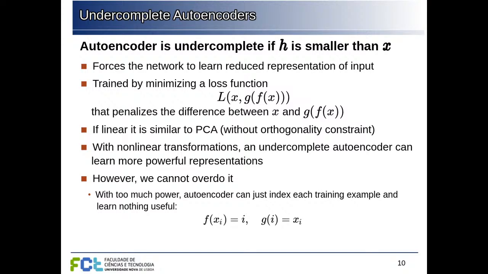There's one thing that we need to be careful about: if we increase too much the power of the model, then we may again stop learning anything useful. For example, suppose that the model is so complex that the decoder can simply take some index value, a single value, and from that it has memorized all the examples in the weights of the network, so it can reproduce any of the training examples just by knowing which example it is. In that case, the autoencoder is not storing any useful information. Everything is just being memorized in the decoder.